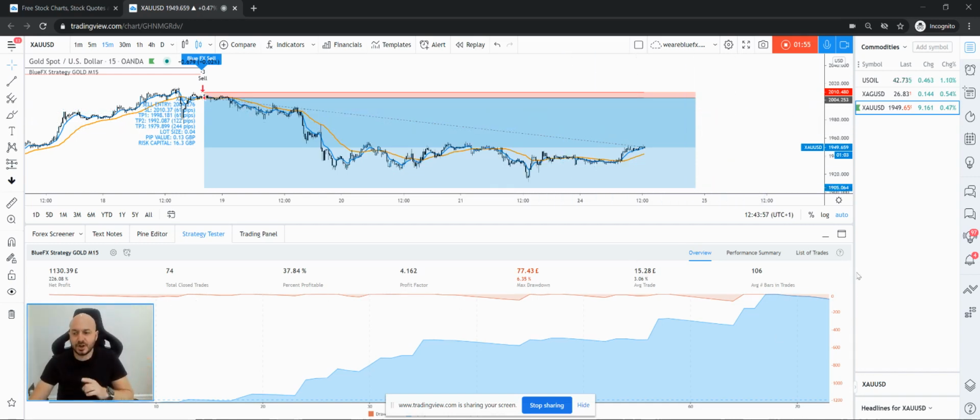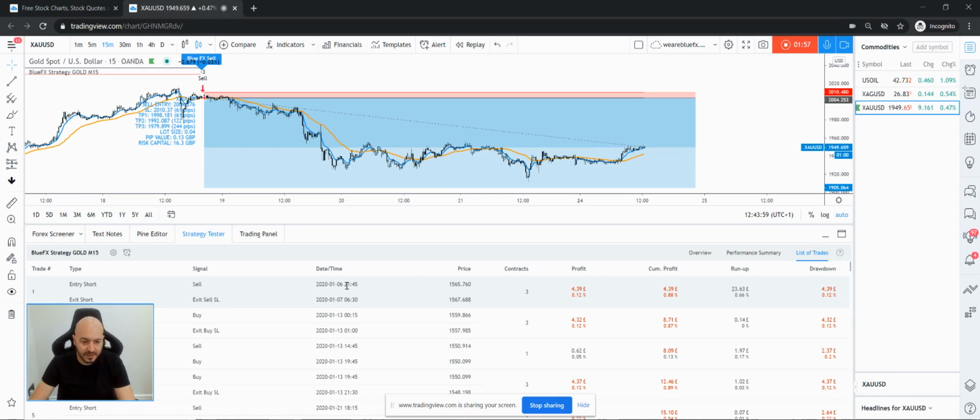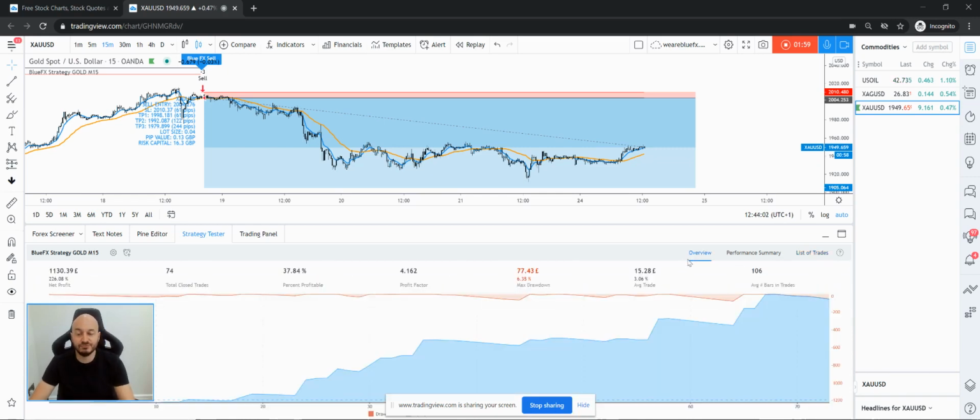Now, if you started January 2020 with a £500 account, risking 1% per trade on gold, your account would now be sat at a 226% net profit increase. So your account would be 1630. So that's based on data on 74 trades with a win rate of 37.84%.